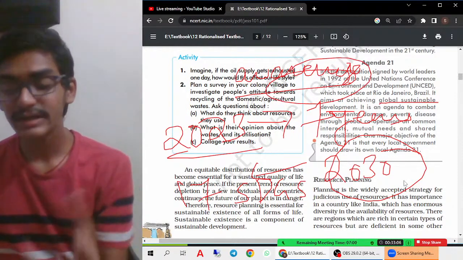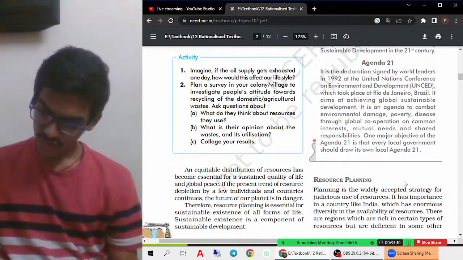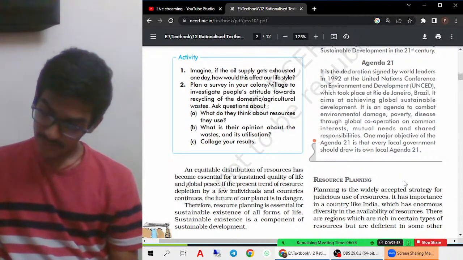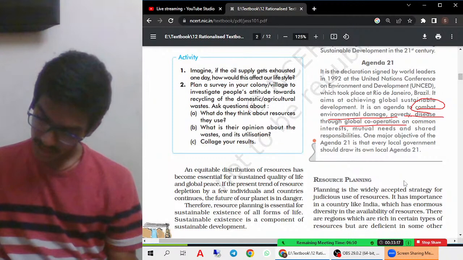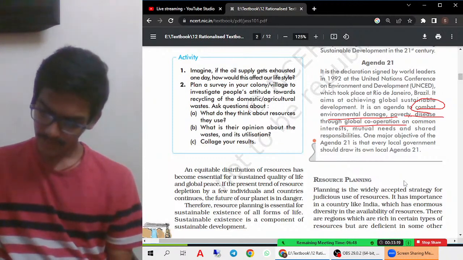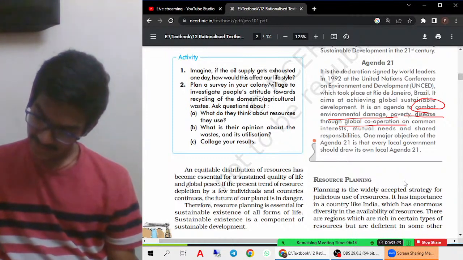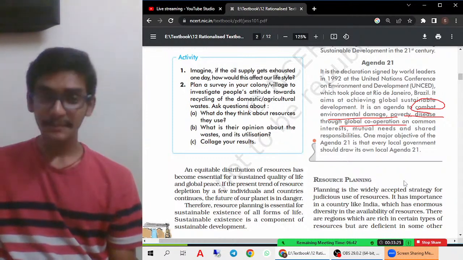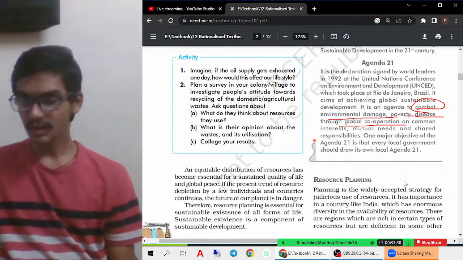So what will this Agenda 21 bring you? This Agenda 21 will make sure that we combat, that we fight against environmental damage, poverty, and disease, and for all the interests of the people. It also takes care of the environmental problems and everything. Okay, that is achieving global sustainability.